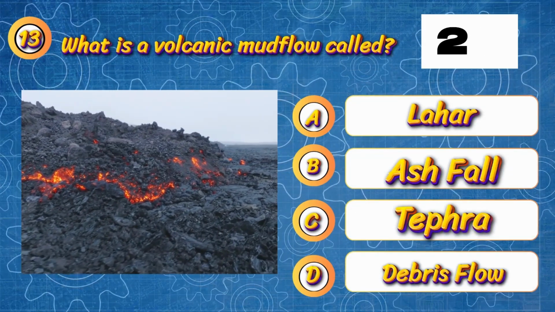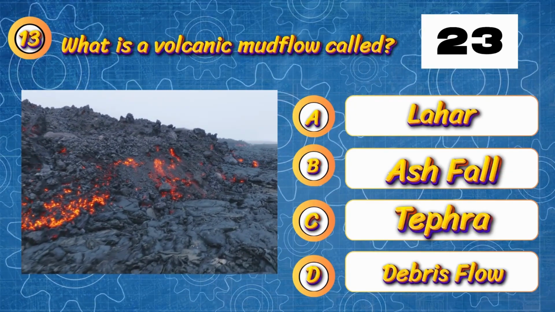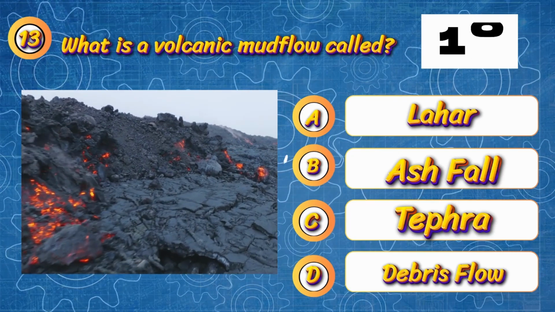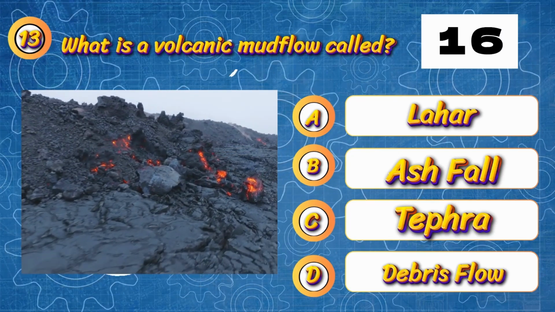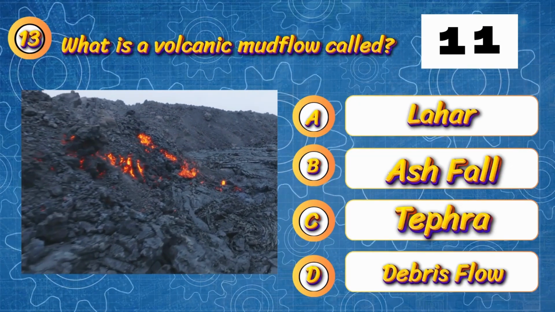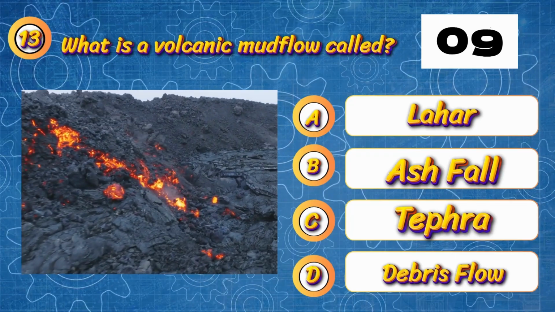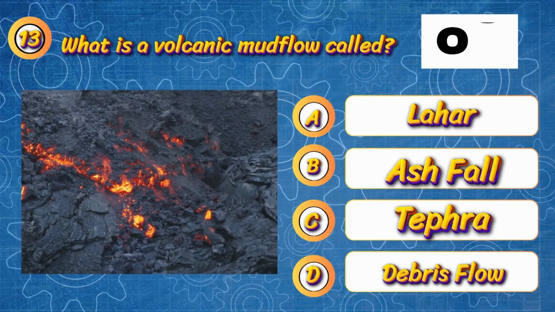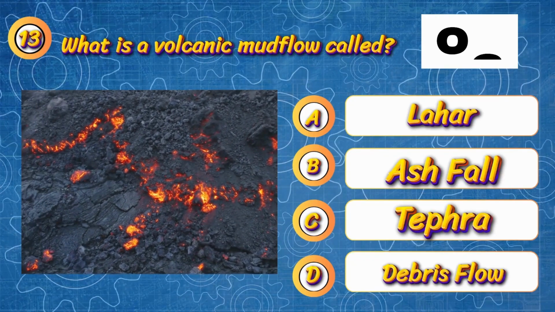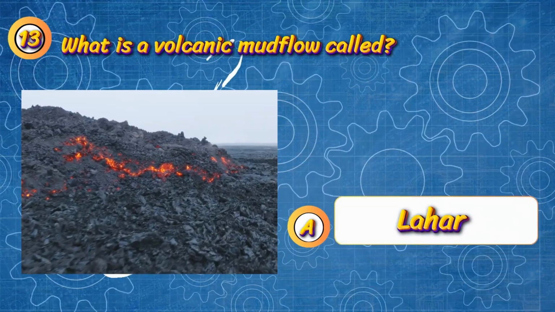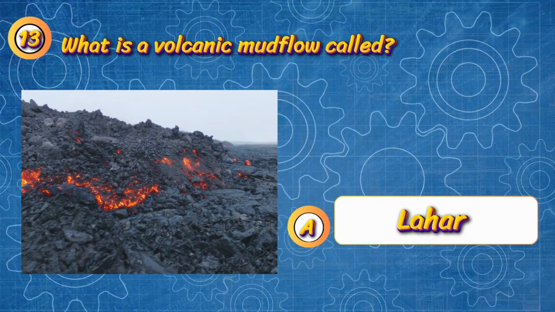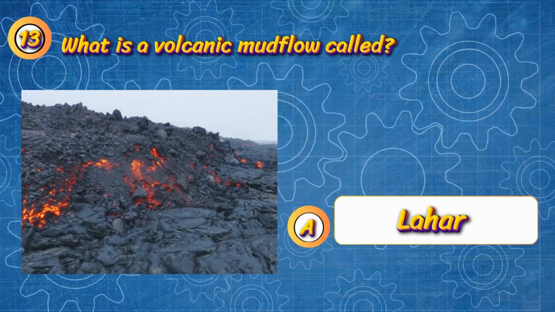Question 13. What is a volcanic mudflow called? A. Lahar. B. Ashfall. C. Tephra. D. Debris flow. Lahar. A lahar is a fast-moving, deadly mix of water, ash, and volcanic debris.